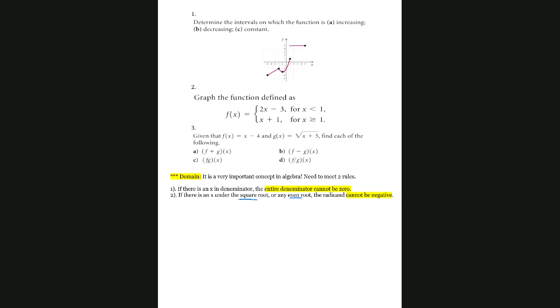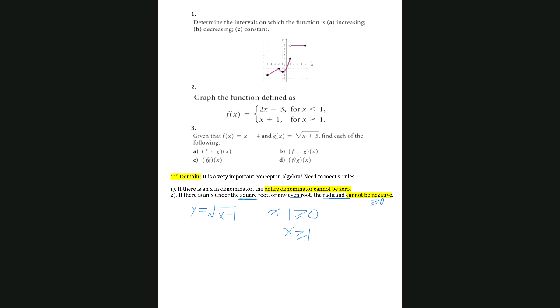The radicand cannot be negative. What does this mean? If I have y equal to the square root of x minus 1, everything under the square root is called the radicand. Since the square root is an even root, the radicand cannot be negative. Cannot be negative means it must be greater than or equal to 0. It can be 0. So my domain here is x minus 1 greater than or equal to 0, and solving for x, x is greater than or equal to 1.